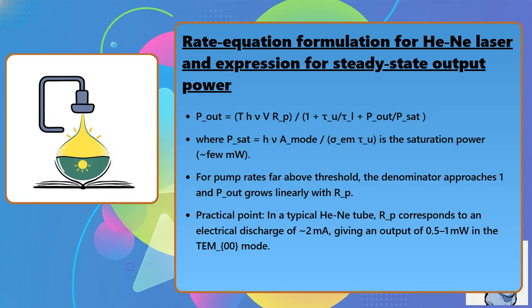Practical point: in a typical helium neon tube, R_P corresponds to an electrical discharge of approximately 2 milliamps, giving an output of 0.5 to 1 milliwatt in the TEM00 mode.